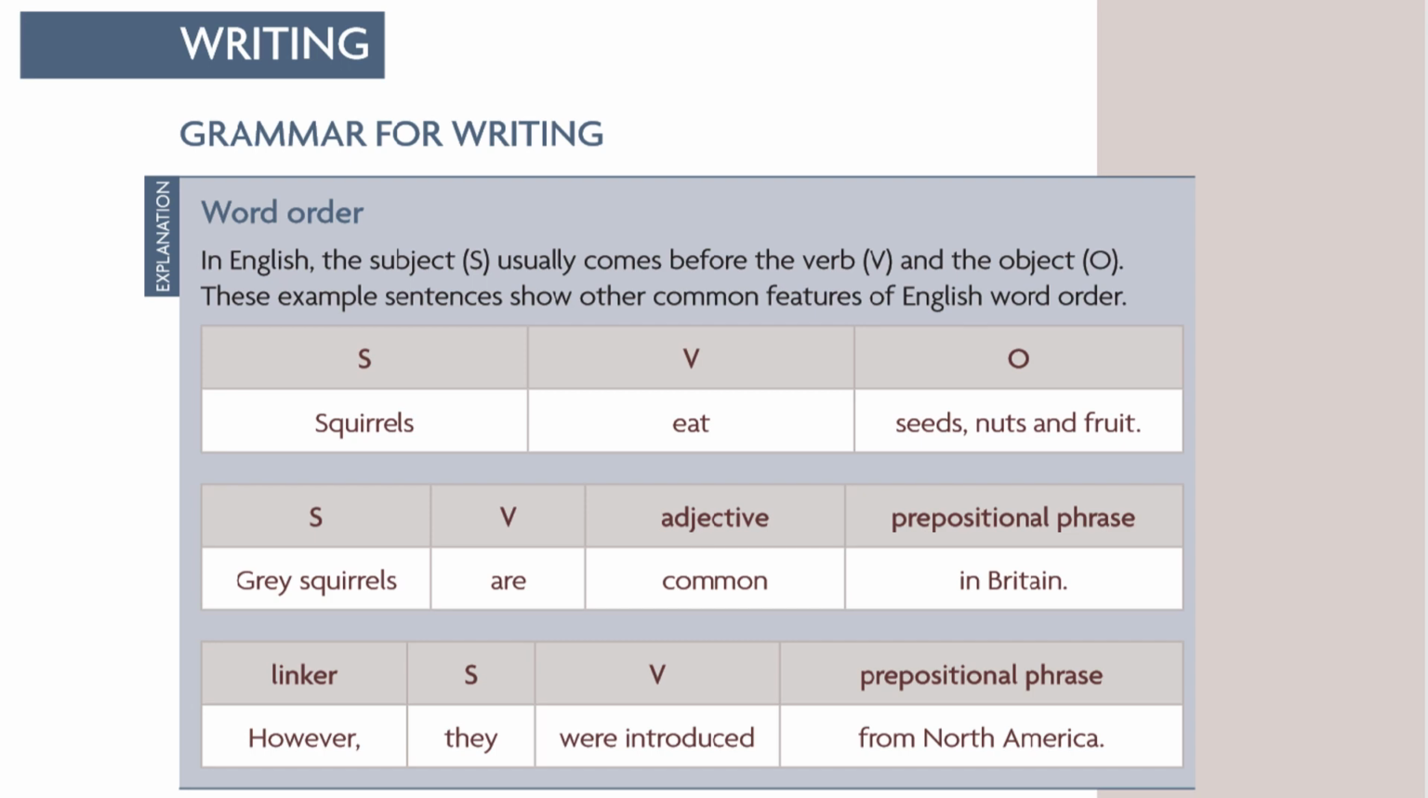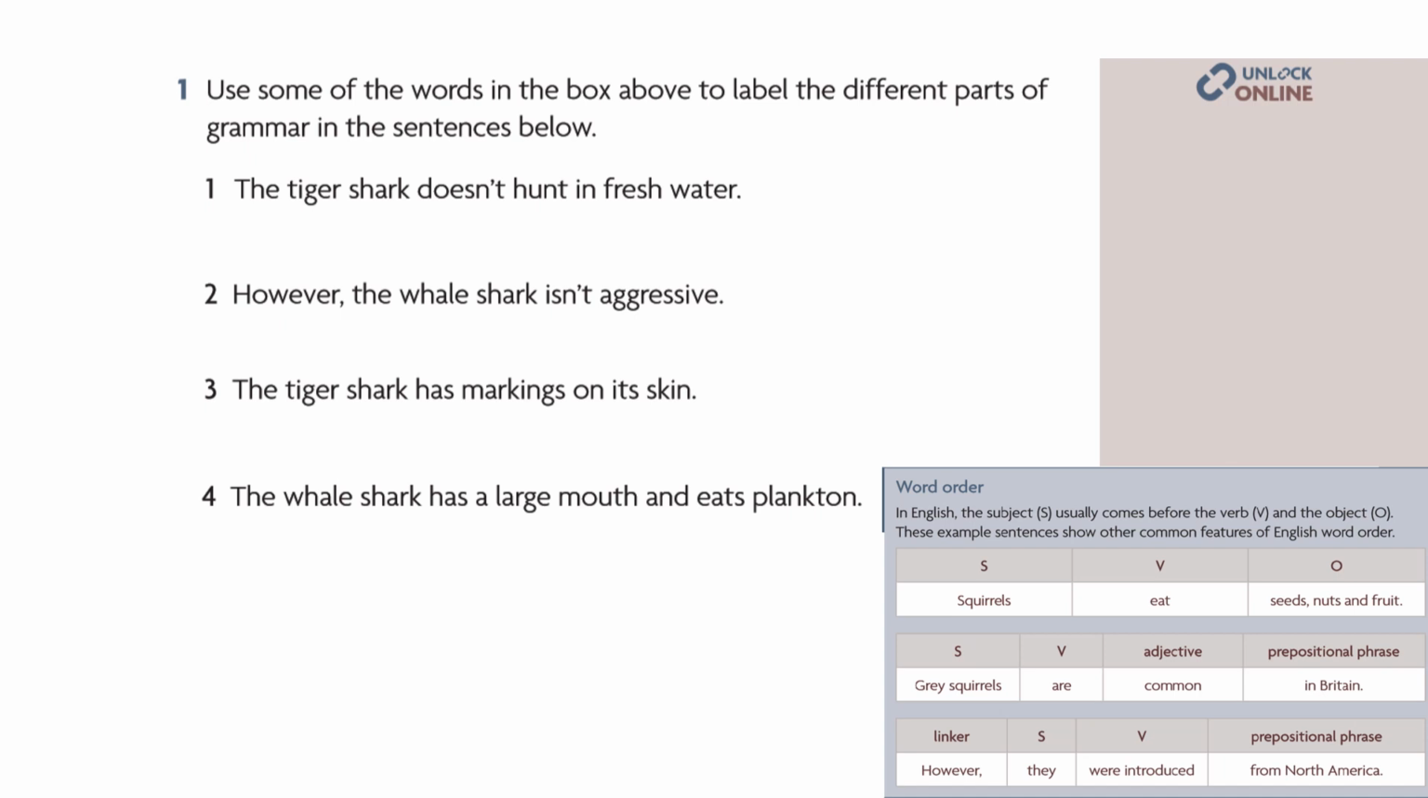Sentence number 3. However, they were introduced from North America. The word however is a linker. The subject is they, verb were introduced, and prepositional phrase from North America. See, you have a preposition here. That is why it is called a prepositional phrase. Now it's time to practice.